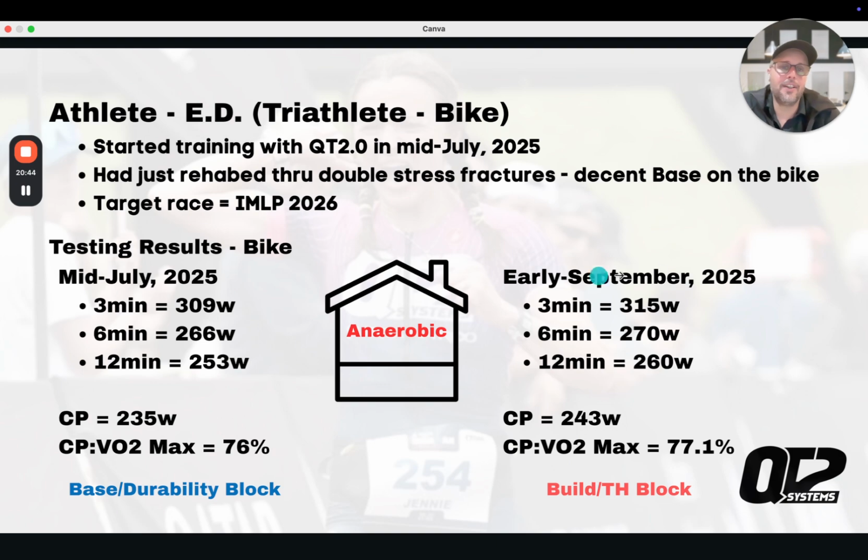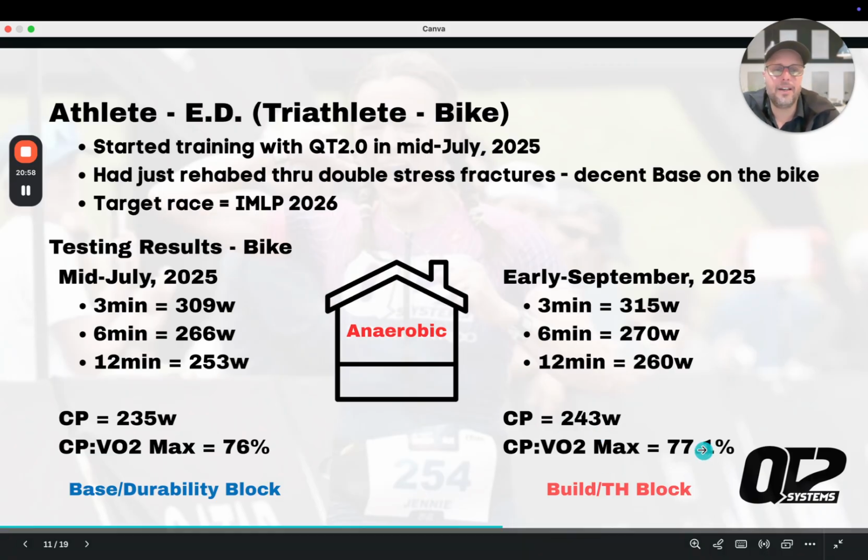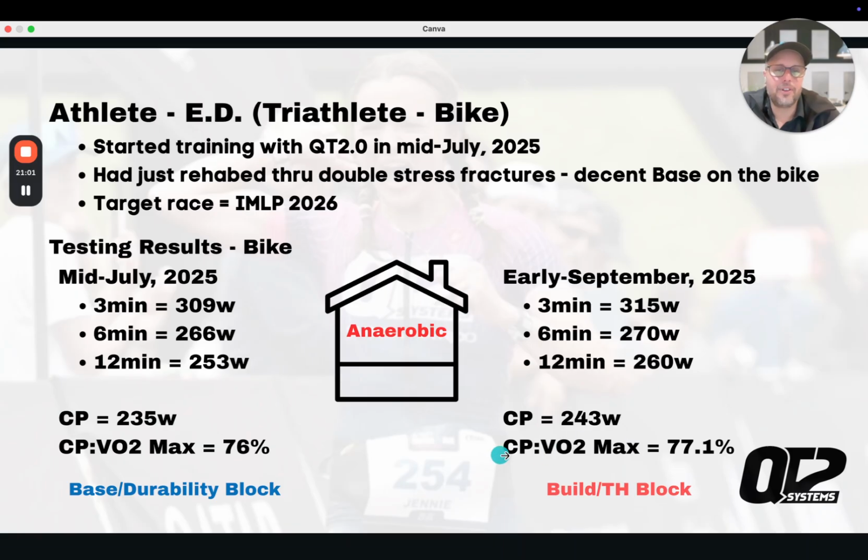So then we tested again in early September. A little bit of growth in the power at VO2 max, a little bit of growth in the 6 minute, and a little bit of growth in the 12 minute gave us 8 watts on our critical power and a critical power to VO2 max ratio of 77.1.